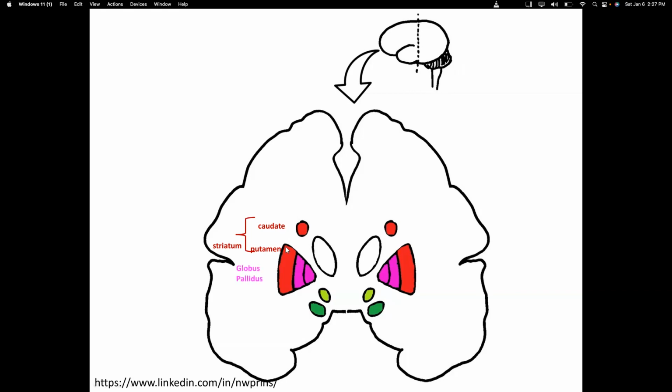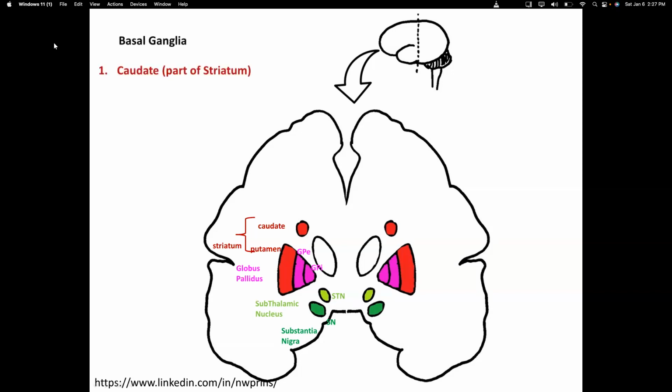Next, we have the globus pallidus shown in pink. You have the external segment and the internal segment. Fourth, we have the subthalamic nucleus shown in light green. I've put the capital T here to help with the notation. And finally, you have the substantia nigra, which is the black substance. That's where the name comes from, because of the darker color.